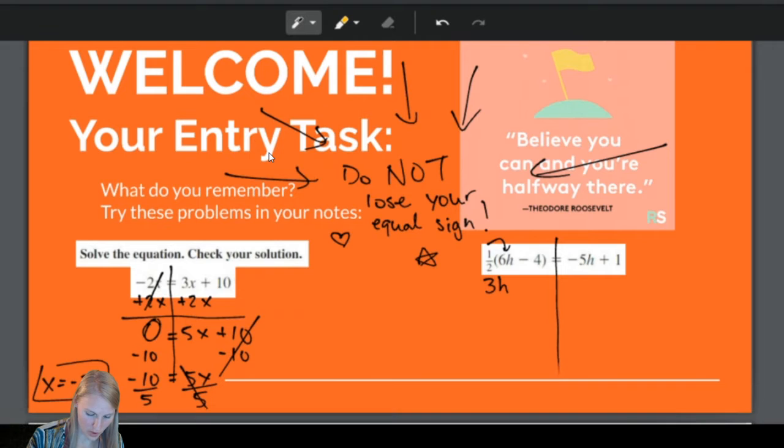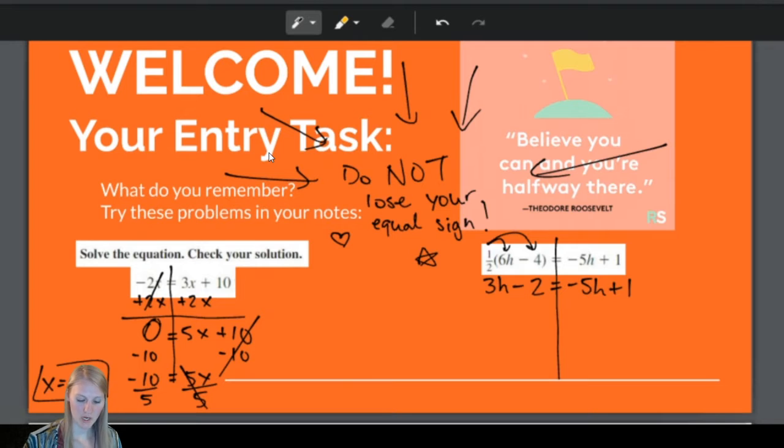I'm going to draw our line right here. And then 1/2 times -4, that is negative, let's see, 1/2 of 4 is 2. Equals -5h plus 1. There's no simplifying we can do over there. We can't put these together. Remember, one is an apple and one is an orange. So we cannot put them together.